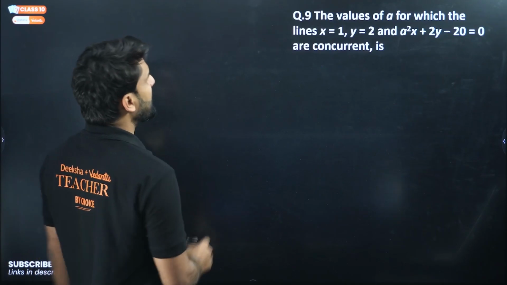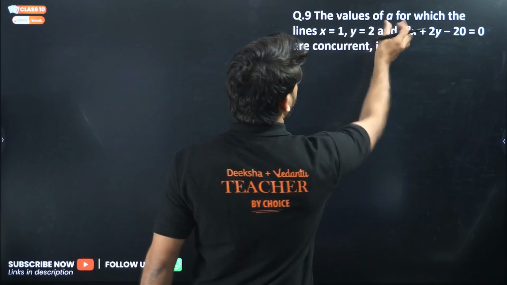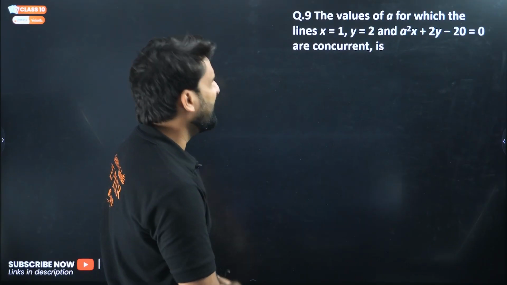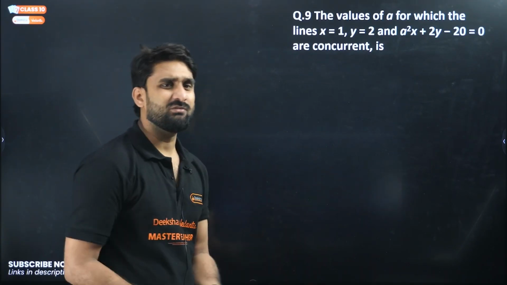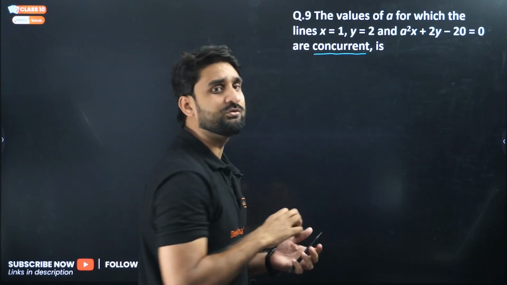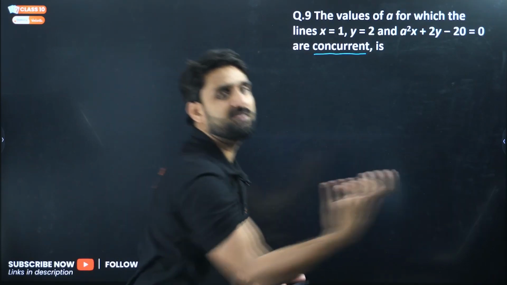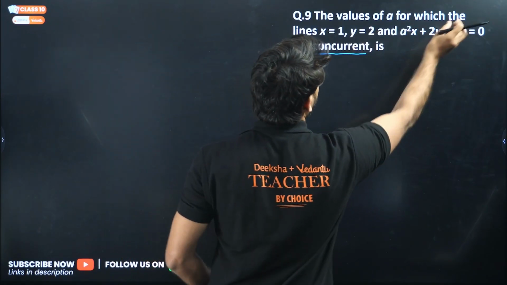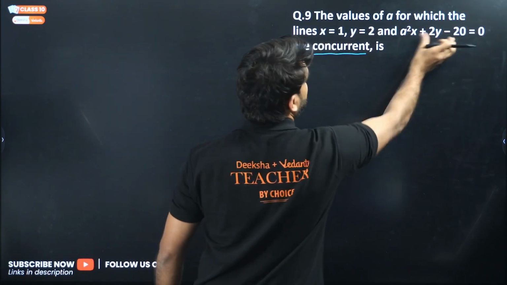Move to question number 9. The question is the value of a for which the lines x equals 1 and this are concurrent. Very easy question. What is concurrent? Concurrent means whether the values satisfy the given equation or not. So we have to put these two values in, and after putting these values, we have to write the equation equal to 0.